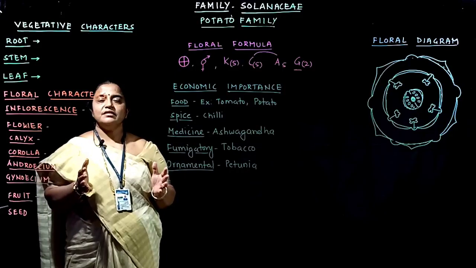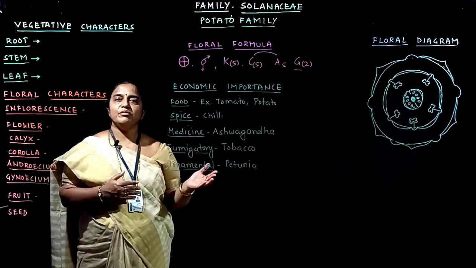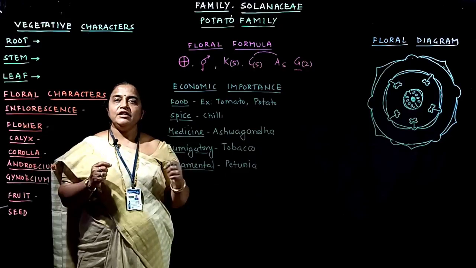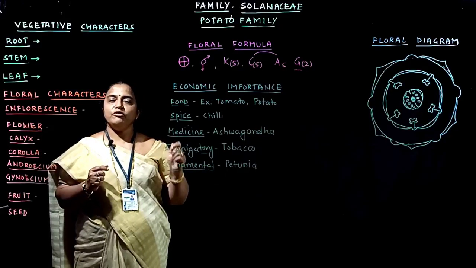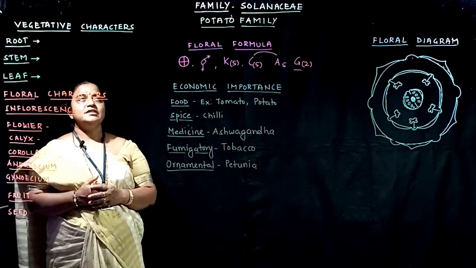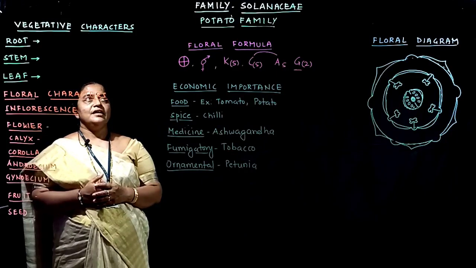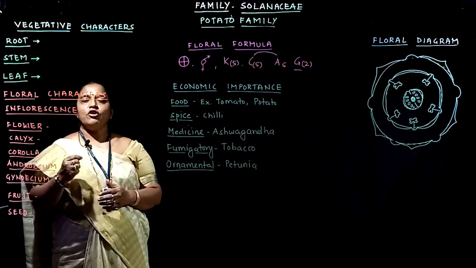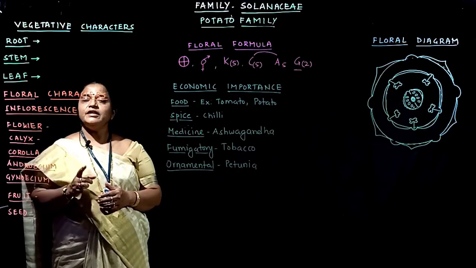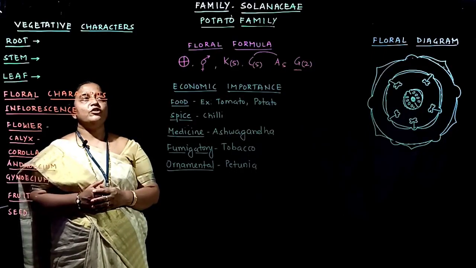So considering one family from dicotyledonae and one family from monocotyledonae, we need to discuss some floral as well as vegetative characters. In today's session, let us study family Solanaceae. It is distributed in tropical, subtropical and even in temperate regions. It is popularly known as the potato family.